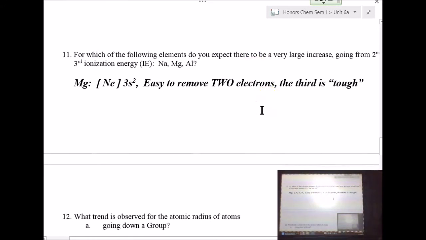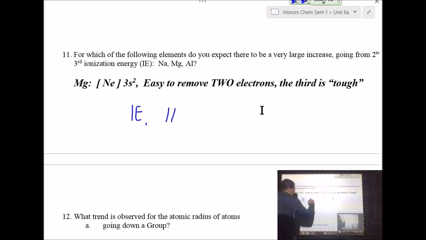Number 11. For which of the following elements do you expect there to be a very large increase going from the second ionization energy to the third? So here's how we translate this question. Where is the big jump between the first and the second electron, the second and the third and the fourth? Where's the big jump? Second, third. There's a very large increase going from the second to the third. So how many electrons are easy to remove? 2. Very good.